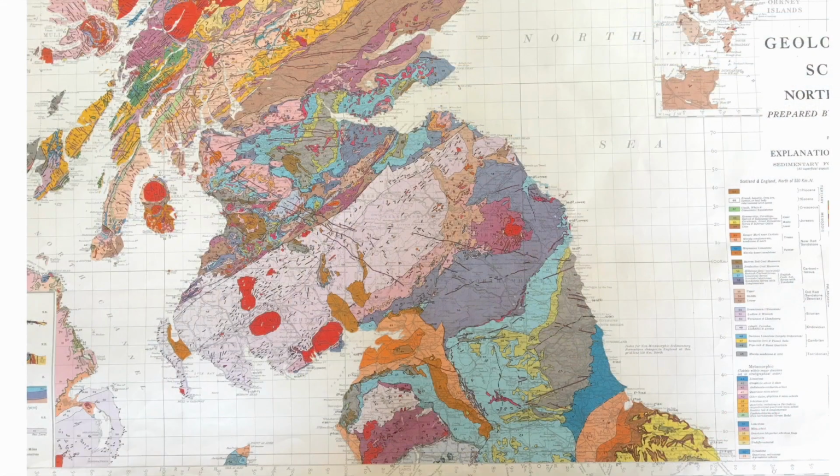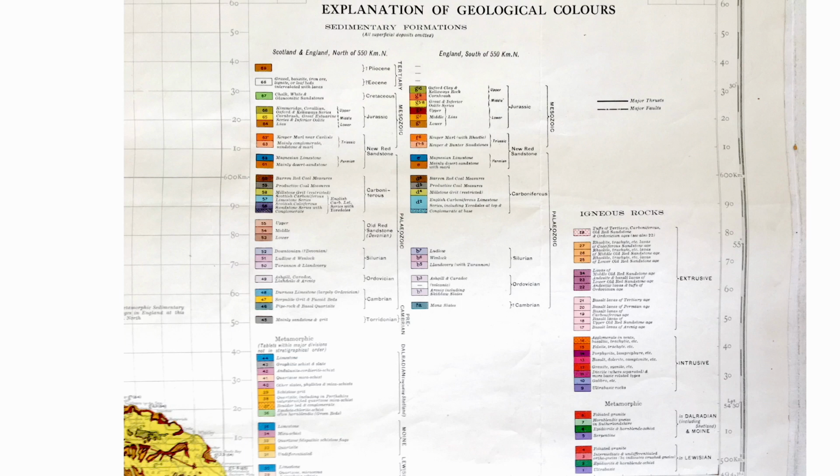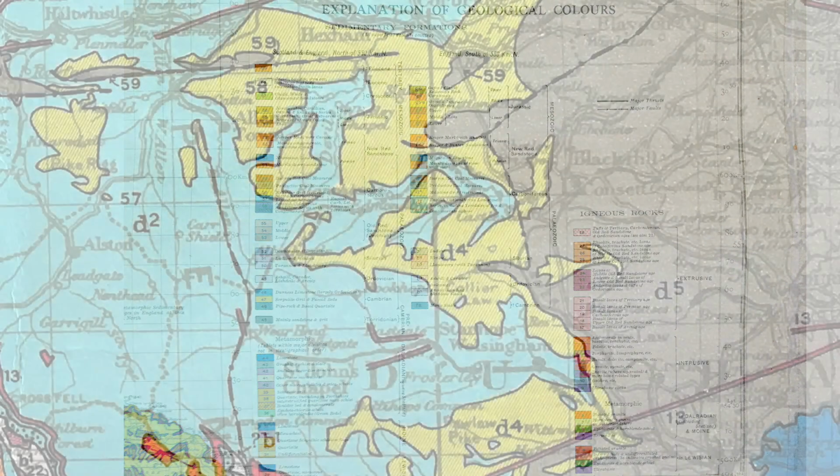So let's take a look at the map. The geological units in here are shown by different colours, and these are identified in the key, but we're not going to use the key here. We're going to build up our understanding of the stratigraphic relationships from first principles.